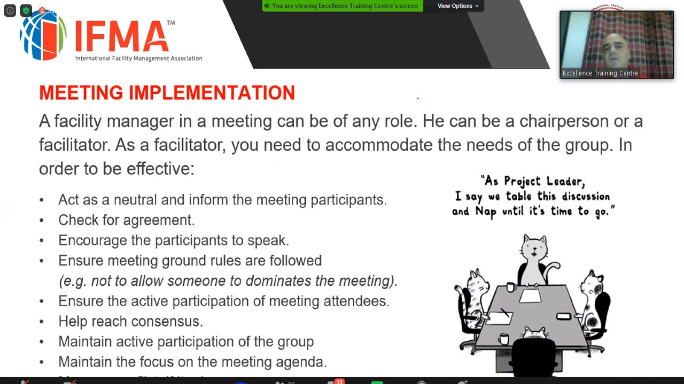So a facilitator, to be effective, should act as a neutral, should check for agreement, and encourage everyone to speak. A good meeting should have only the intended audience. In many poor meetings, you find the manager calling for everyone, and then 15, 20 people show up, and maybe 3, 4 talk, and the rest are just watching. So this is a waste of time, frankly.